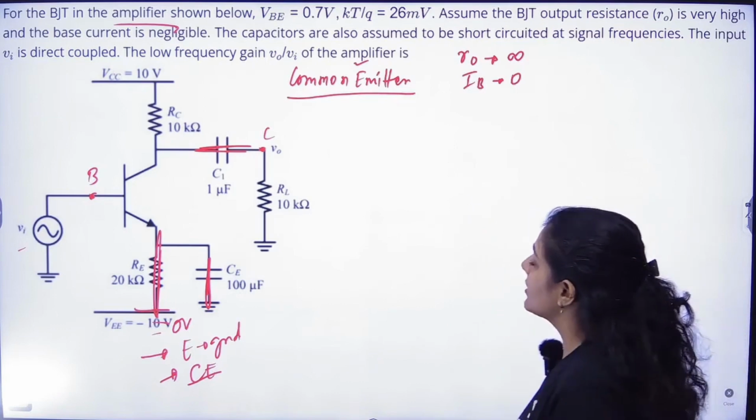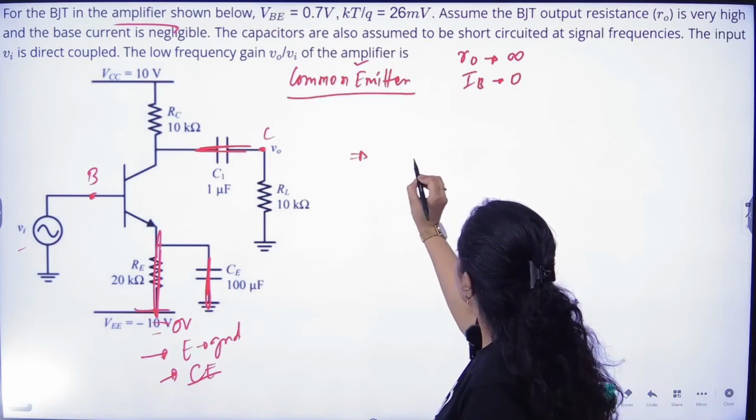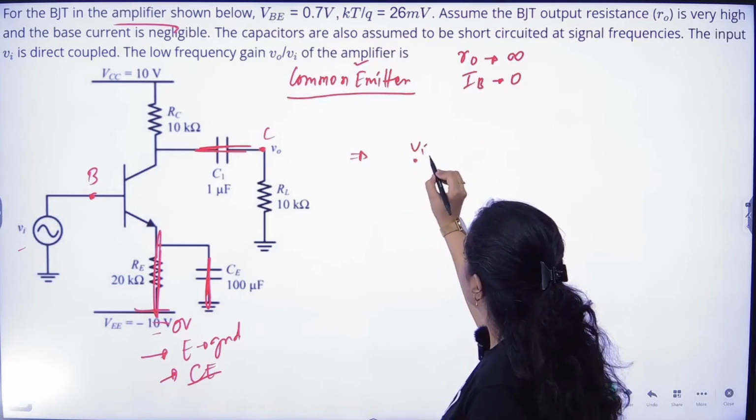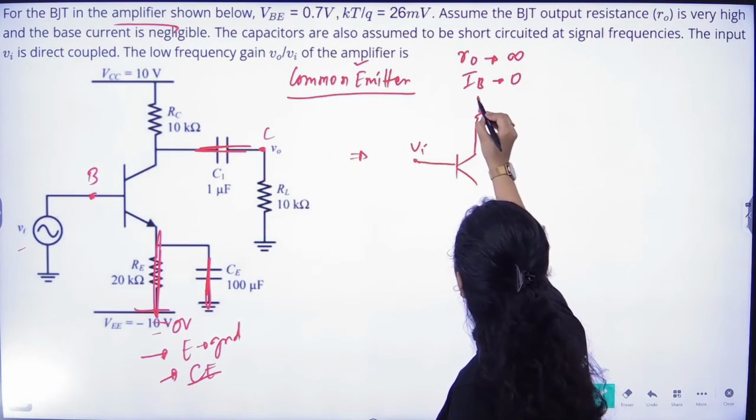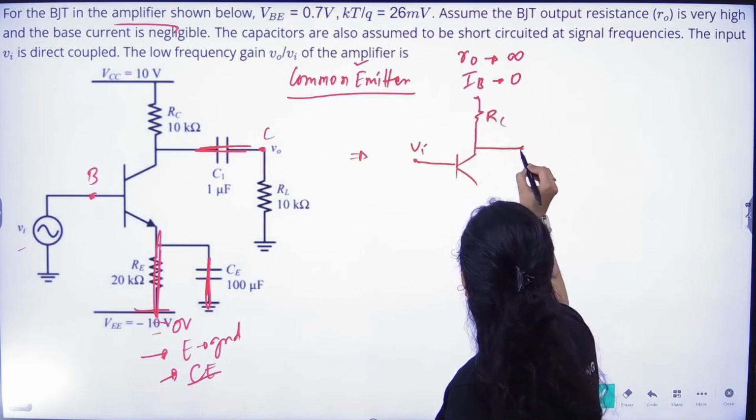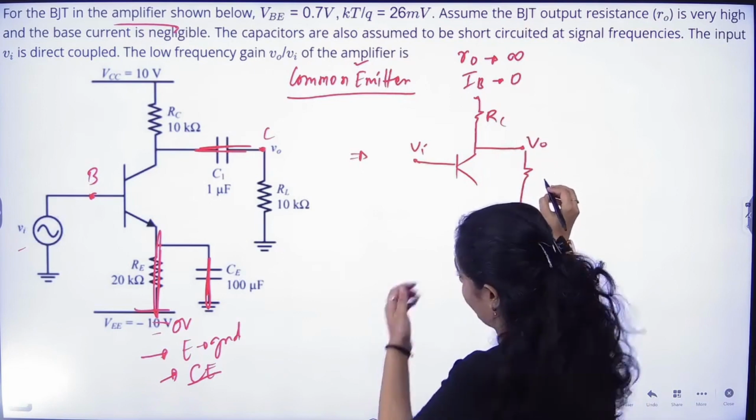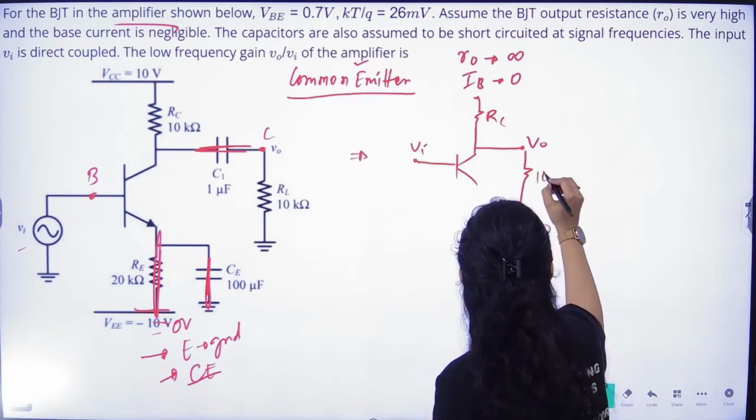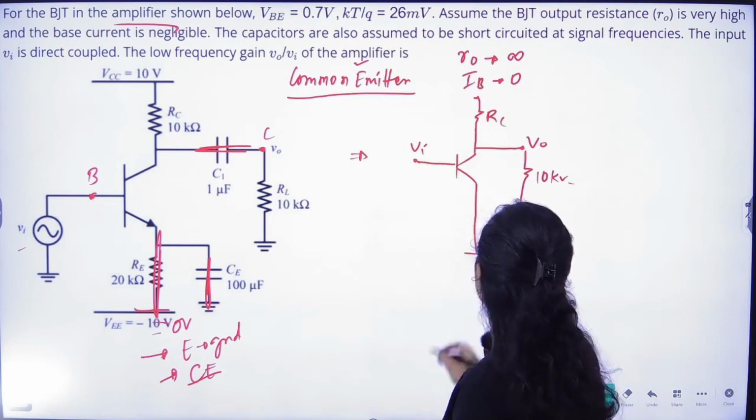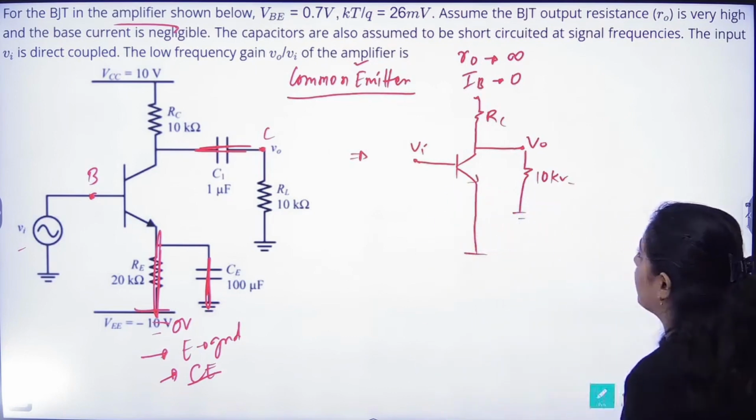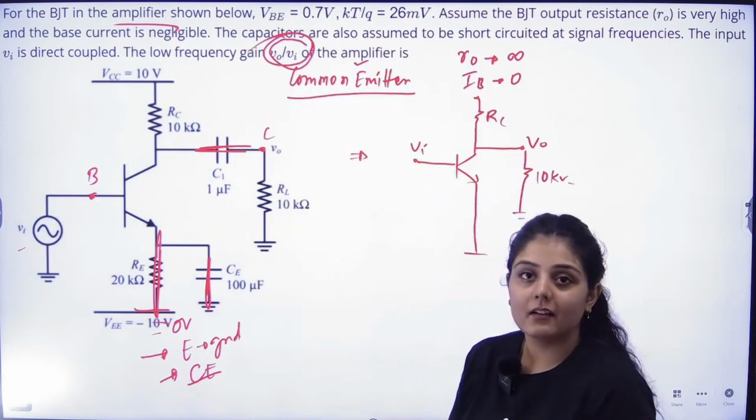Now if I redraw this particular circuit, the input is given here, and this is RC, and we are collecting output from here, and there is also a load resistance connected to the output. So this is equal to 10 kilo ohms, and this is just connected to ground. Now they are asking us to find the gain, right? Gain, which is voltage gain.